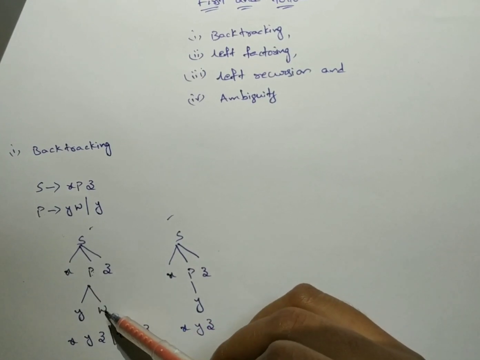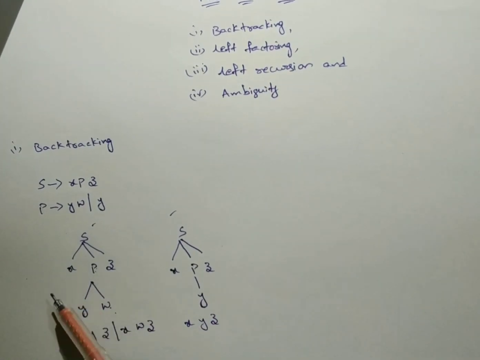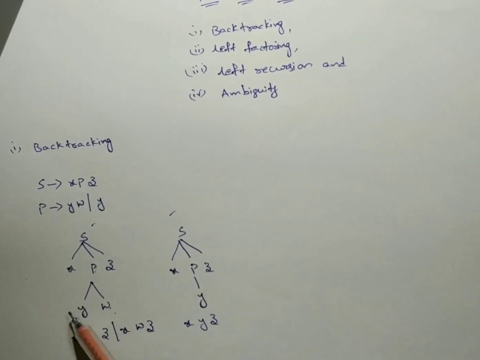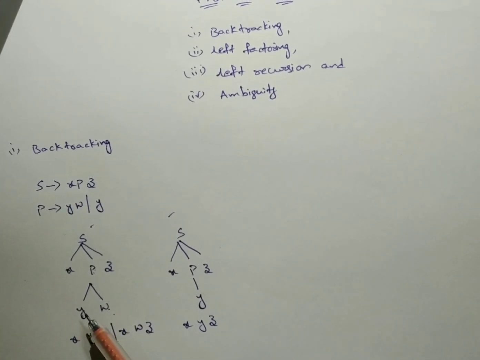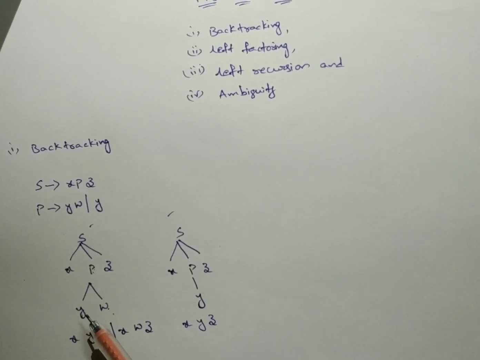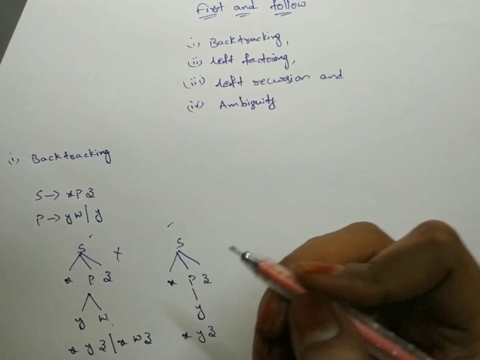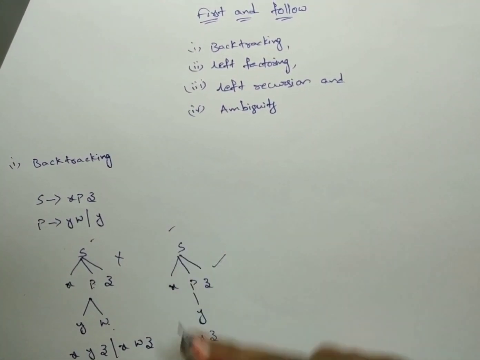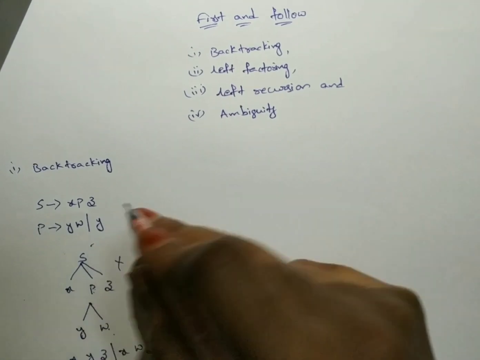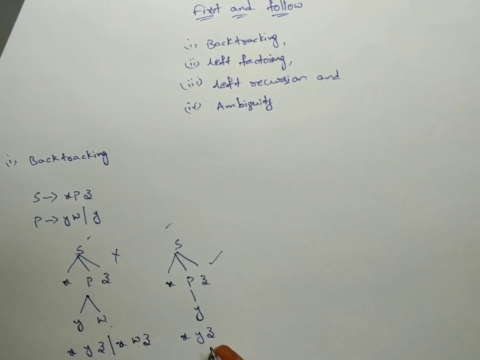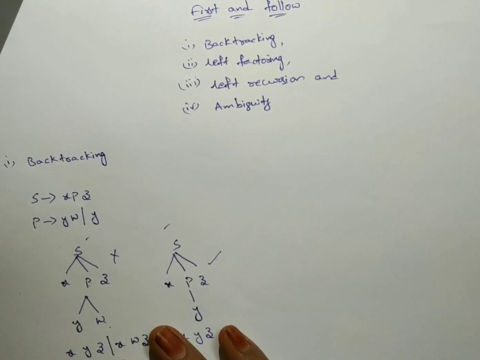Here P also has another derivation. If we consider this derivation, then there will be a chance of an ambiguity condition. So I am discarding this derivation and considering this one, as it has only one derivation. The grammar will be X, Y, Z. This is how backtracking is eliminated from the given grammar.